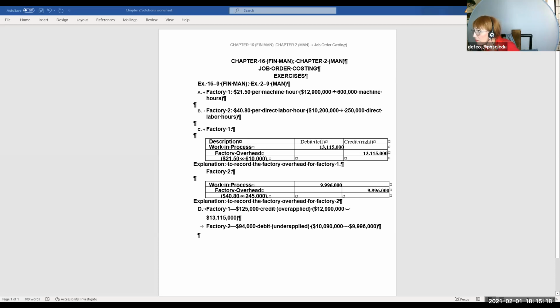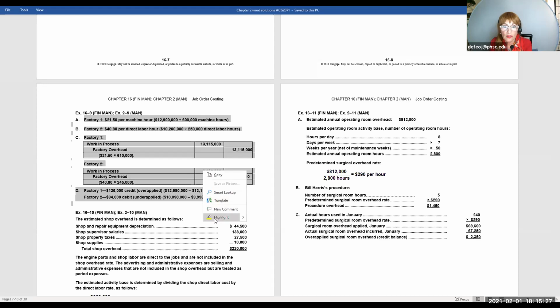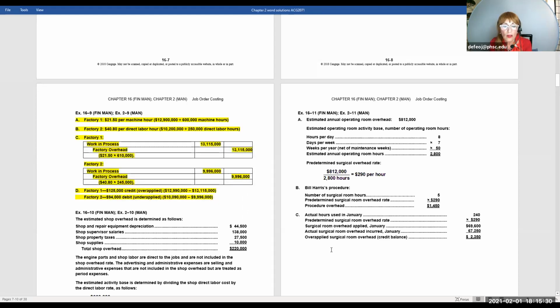Let's see. All right. Do you see over here where I'm highlighting in yellow? Can you see that? Yes. Okay, good. So A was to figure out the rates, and we did that, and you did a great job. Then C was doing the journal entries, and you again did a wonderful job. And then in D we have to determine the balances of the factory overhead account for each factory.